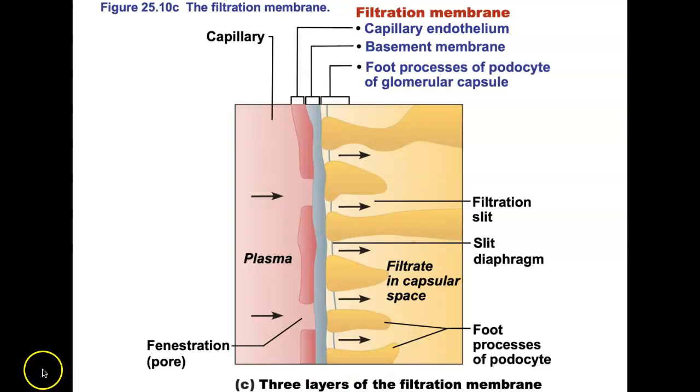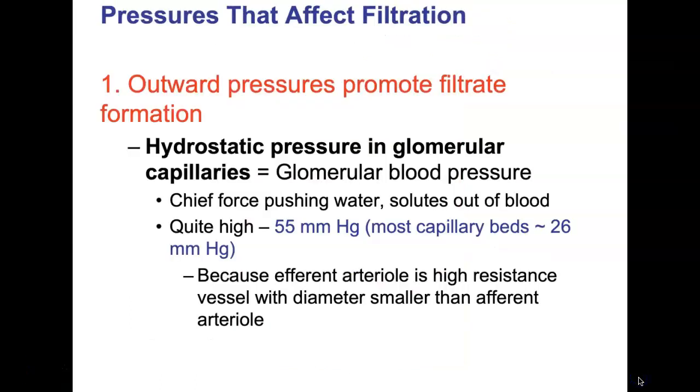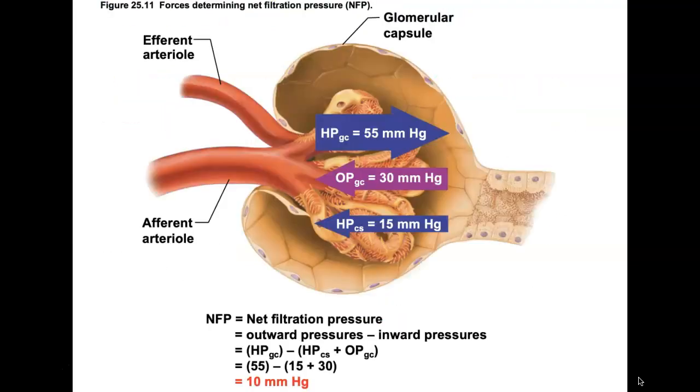And some of you know that the presence of proteins or blood cells in the urine usually indicates a problem with the filtration membrane. Now, the principles that govern filtration from the glomerulus are the same as those that govern filtration from any capillary bed. So if we take a look at this image, we see that these principles are going to be applied to the glomerular capillaries of the nephron.